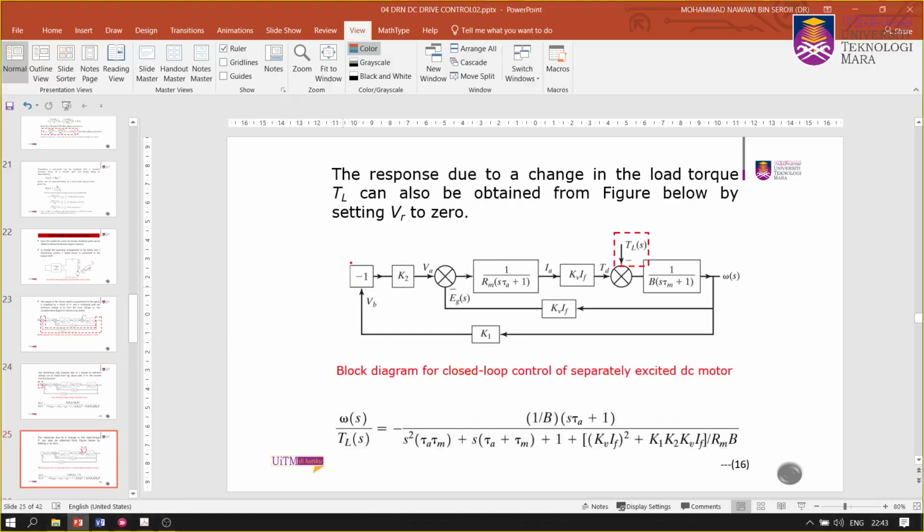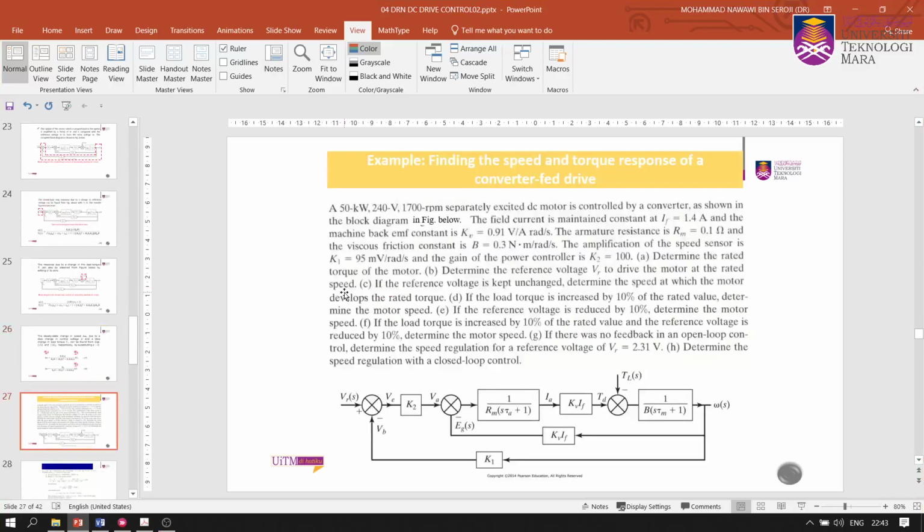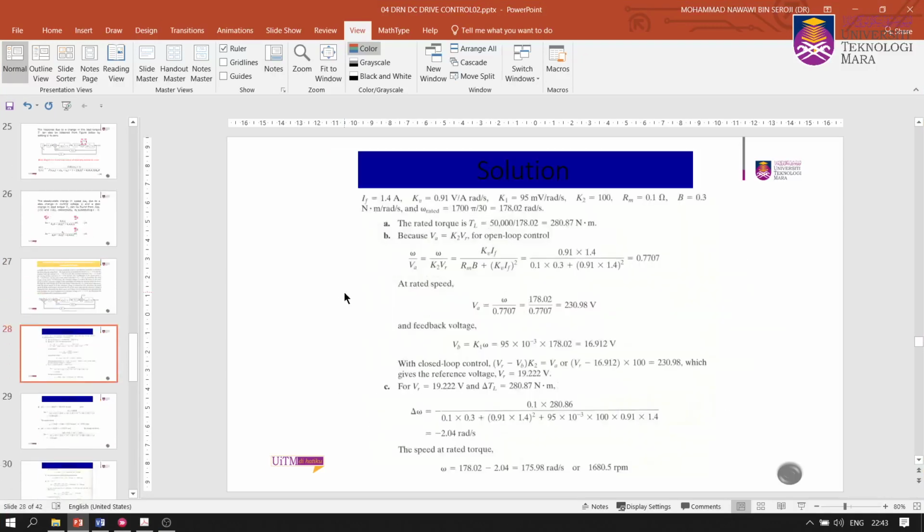Next, we look into what happens with VR equal to 0. So the reference voltage is now 0. This comes from the plus minus summation before. Since VR equals 0, you have to maintain that, which is why you have the negative there. If you solve this, you get omega s with respect to the load torque. Then we look into some examples.